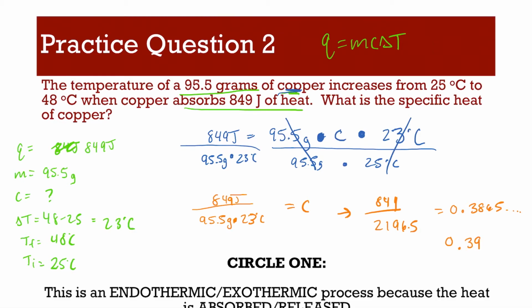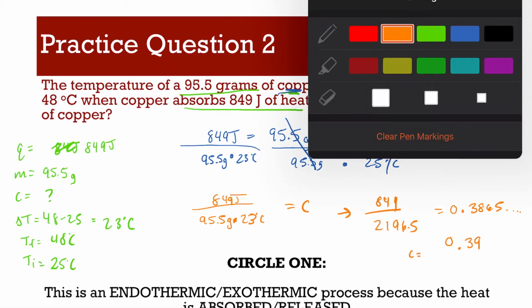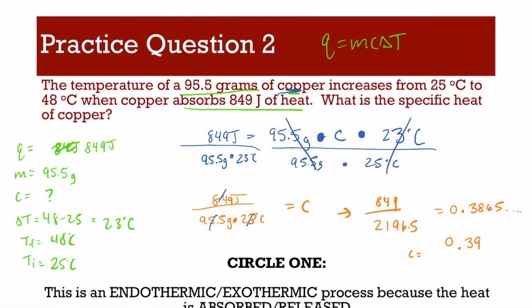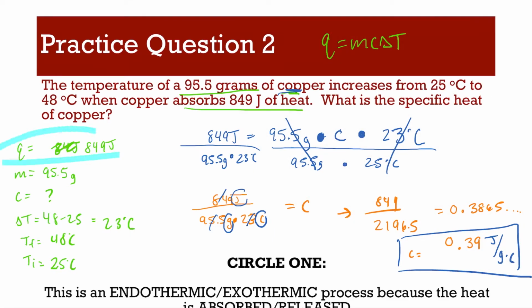0.39. And then our unit is, if we look over here, we used all these numbers, but we have the unit J divided by g times C. So J divided by g times C is our unit for specific heat. Okay, so in this question, we're looking for if it's endo or exothermic. It's endothermic because first we know our Q is positive. It also says heat is absorbed, so we can fill it out like that.